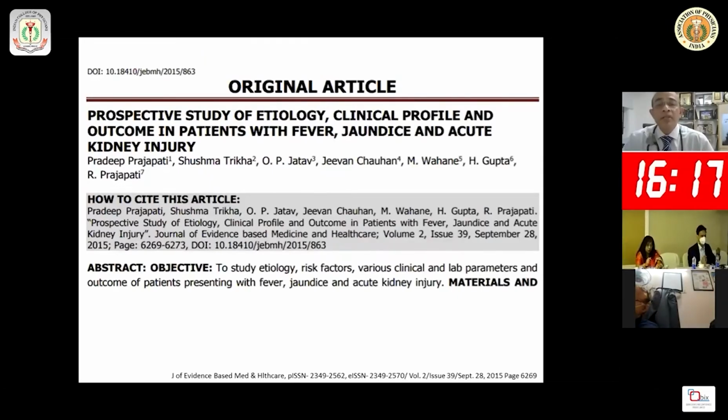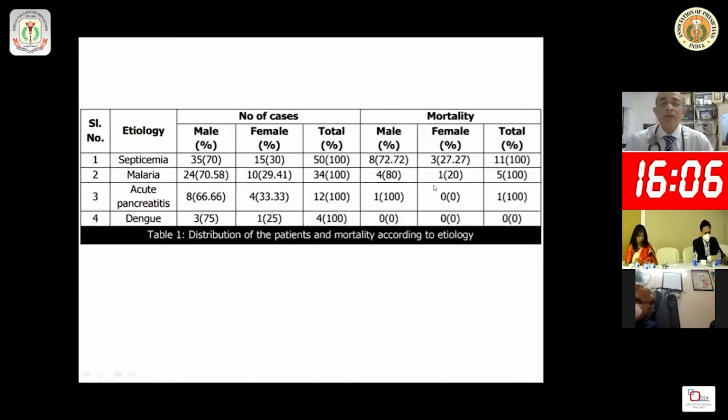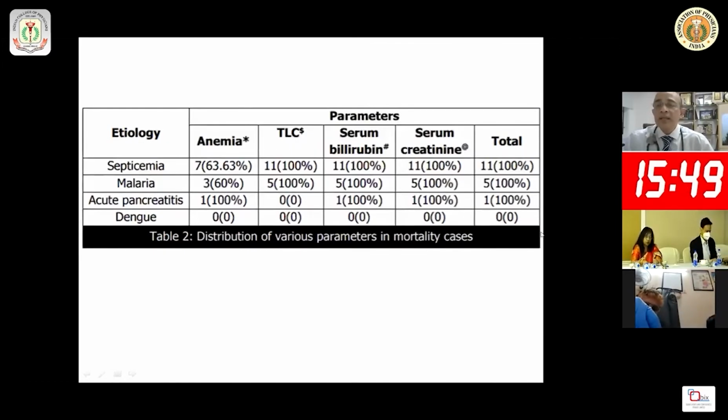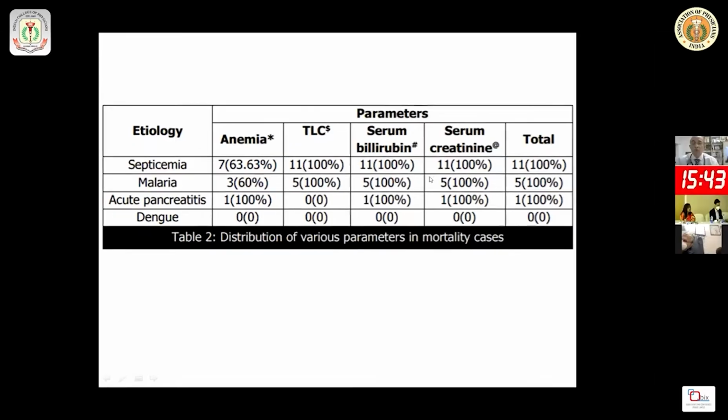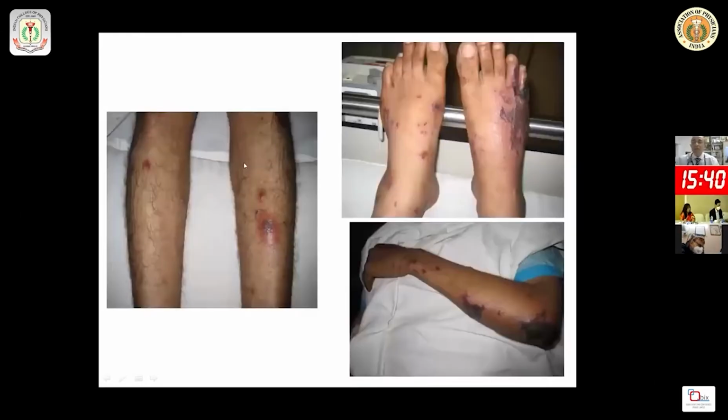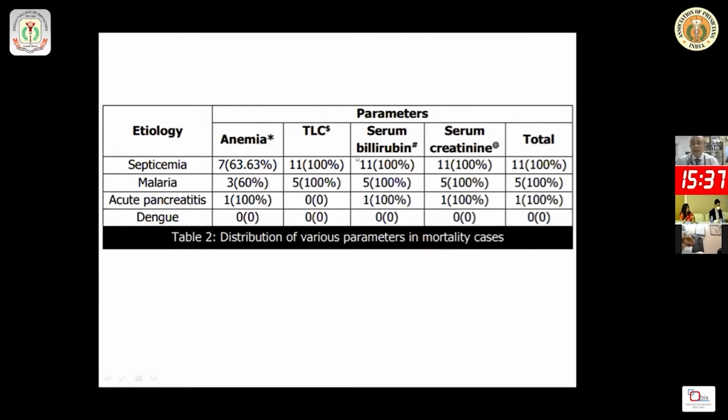This paper, published about 4 or 5 years ago from Central India, looked at the etiology, clinical profile and outcomes of patients with fever. The commonest causes of hepatorenal syndrome with fever, and I'm using the term hepatorenal just to imply liver and kidney failure, were septicemia, malaria, acute pancreatitis, and dengue fever. Serum bilirubin and serum creatinine were raised in all 4. Anemia was seen, and mortality was high in all these conditions.